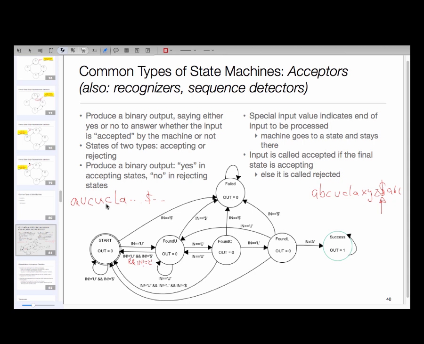Okay? So these states, as you can see, have a meaning behind them. The state found U means that potentially there is a UCLA and I have seen the first U of it. I've seen the U in it. The next one says it's potentially UCLA and I have seen the C. This and that.